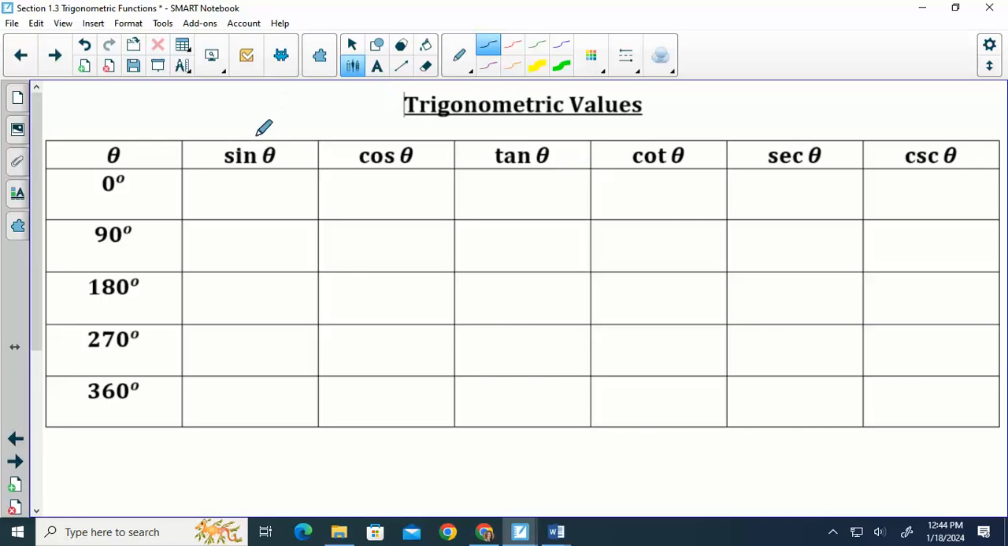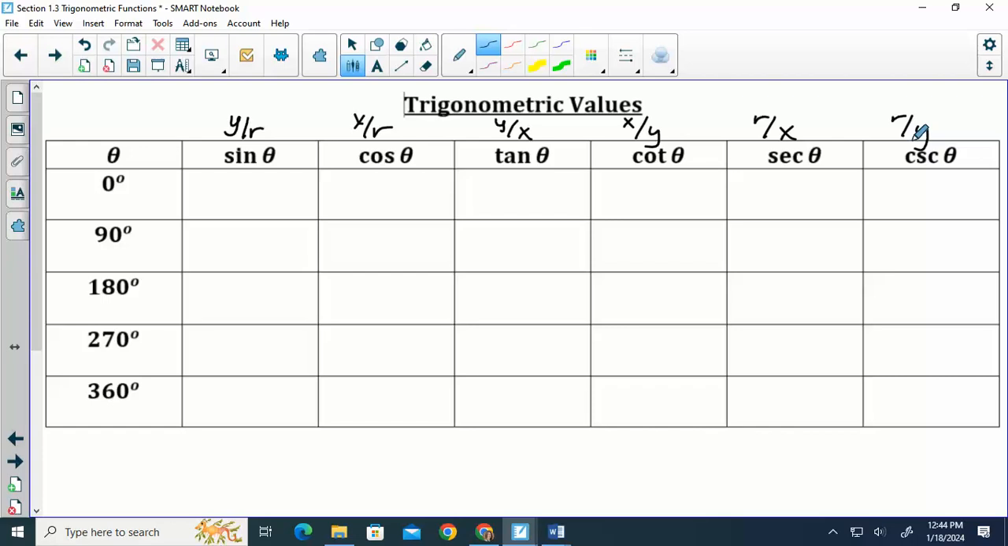Now, let's just run through our definitions. What is the definition of sine? Cosine? Tangent? Cotangent? X over Y. Secant? R over X. Cosecant? R over Y.